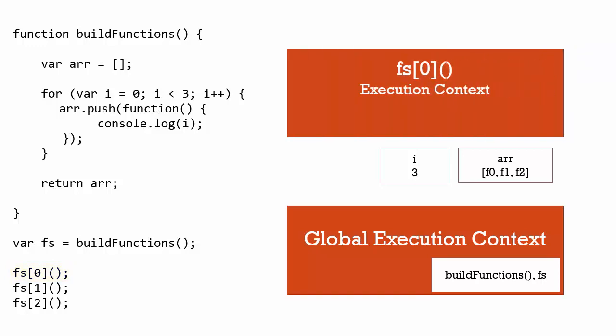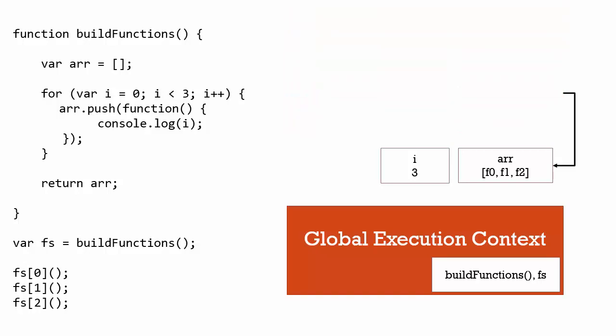So its execution context is created. There is no variable i inside of its code. So it goes up the scope chain. It goes to its outer reference. Where was it created? Inside buildFunctions. And what is inside the memory that used to be in the buildFunctions execution context? i is 3. So it says, all right, console.log 3.